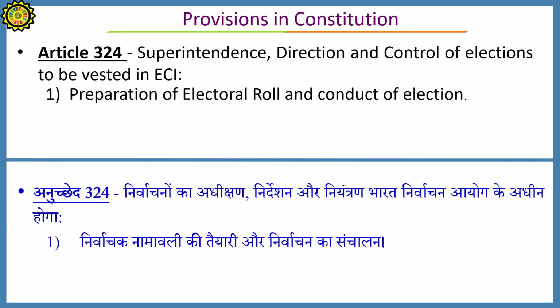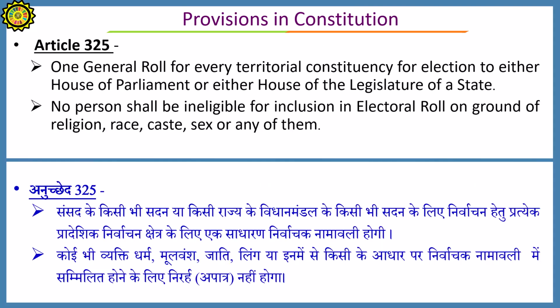Article 324 talks about superintendence, direction and control of elections, which will be vested in a commission known as the Election Commission of India. Its sub-clause 1 talks about preparation of electoral roll and conduct of election.